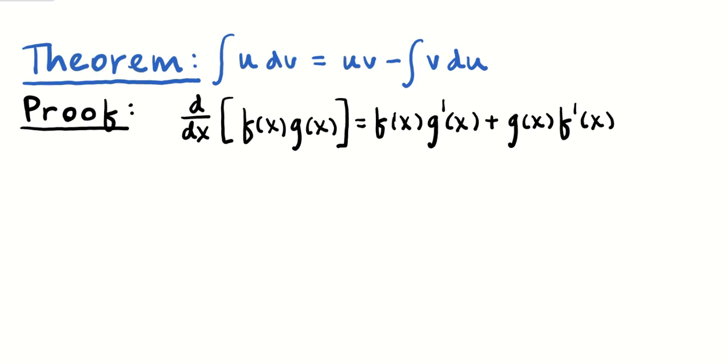And then I'm going to take the antiderivative of both sides with respect to x. So on the left side, the antiderivative of the derivative of f times g is, well, that's going to be f times g. So f of x times g of x equals the antiderivative of these two things added together. Now, we also know that the antiderivative of the sum is the sum of the antiderivatives, provided that those antiderivatives exist, which we kind of need to assume they do.